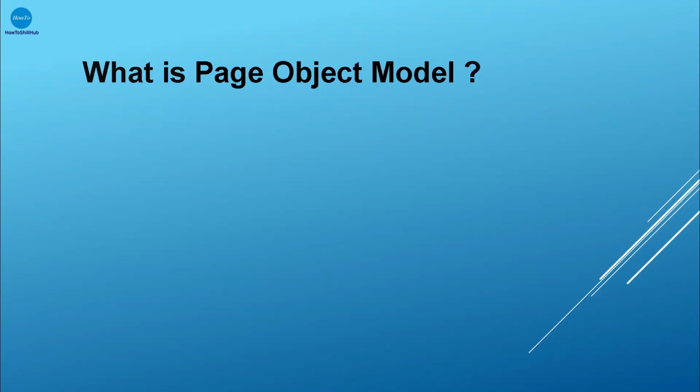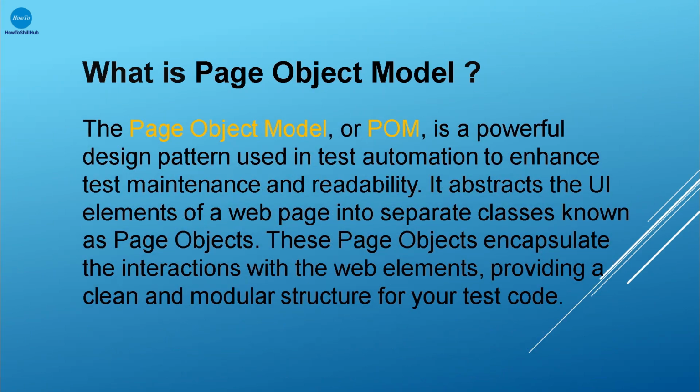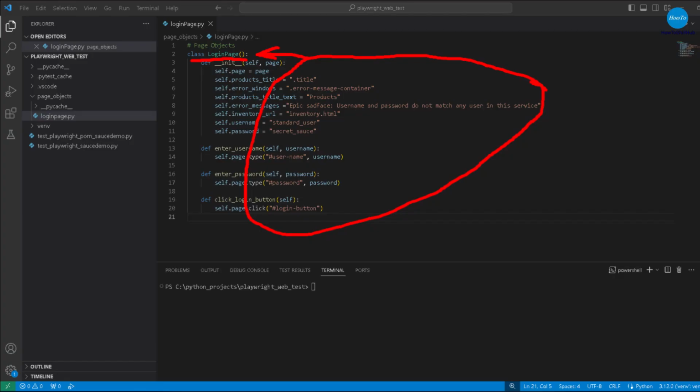What is the POM? The Page Object Model, or POM, is a powerful design pattern used in test automation to enhance test maintenance and readability. It abstracts the UI elements of a web page into separate classes known as page objects. These page objects encapsulate the interactions with the web elements, providing a clean and modular structure for your test code. In our case, we'll create separate page objects for the saucedemo login page.